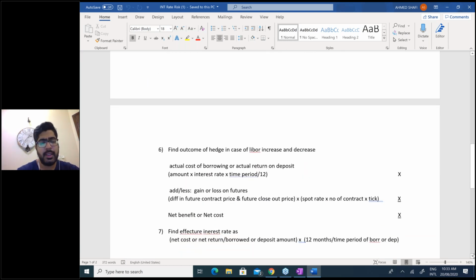The first thing is the same: actual cost of borrowing or return on deposit, amount into rate of interest into time period over 12, then gain or loss due to futures. Now the difference between the futures contract price and the closeout price you have got, into spot into number of contracts into tick, you get the net benefit or cost. And finally, you have to find the effective interest rate.